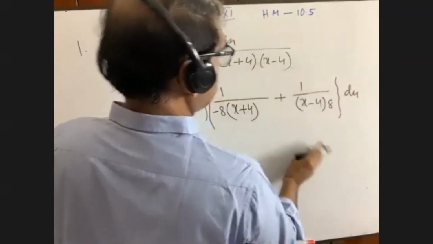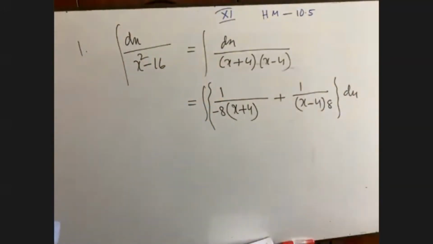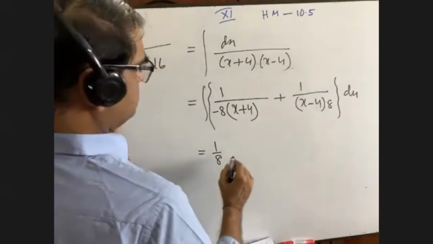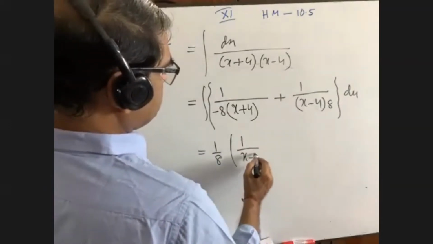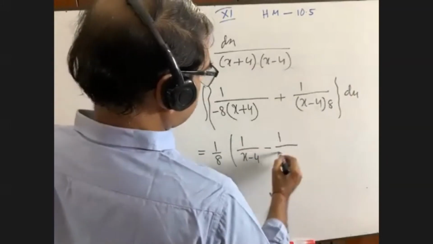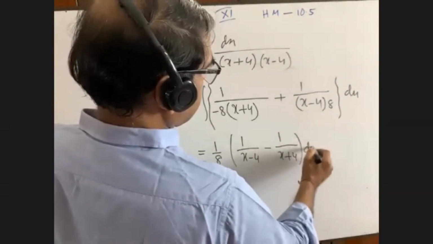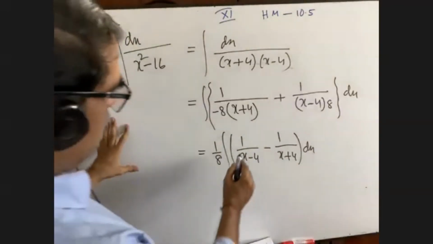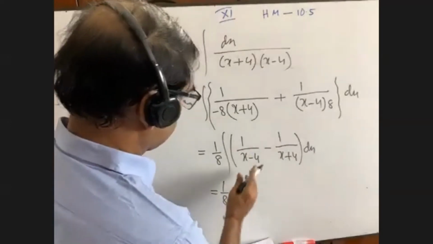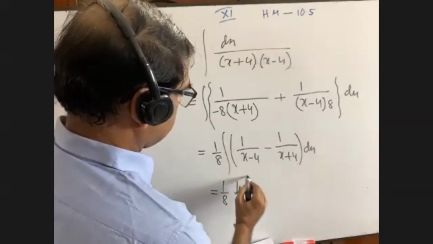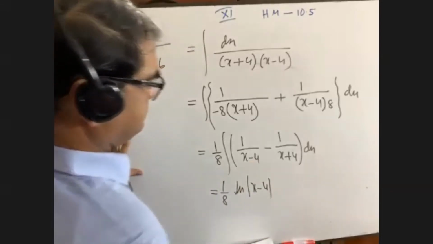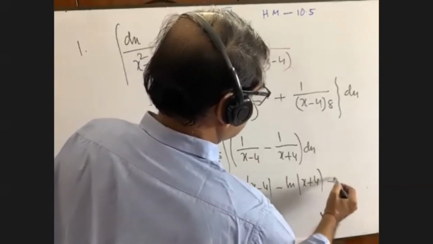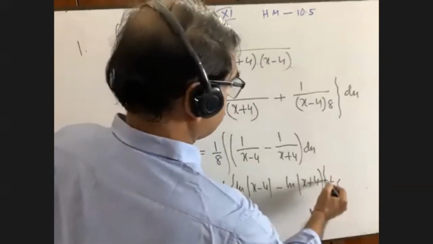dx. That is, we are getting 1 by 8 integral of 1 by x minus 4 minus 1 by x plus 4 dx. Now you just let me know what is the formula of this. Integration gives ln of x minus 4 minus ln of x plus 4 plus c.